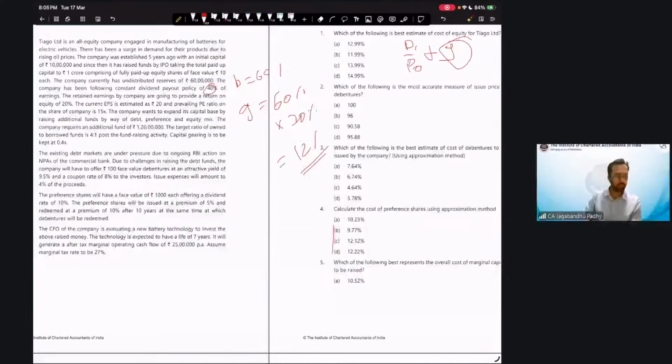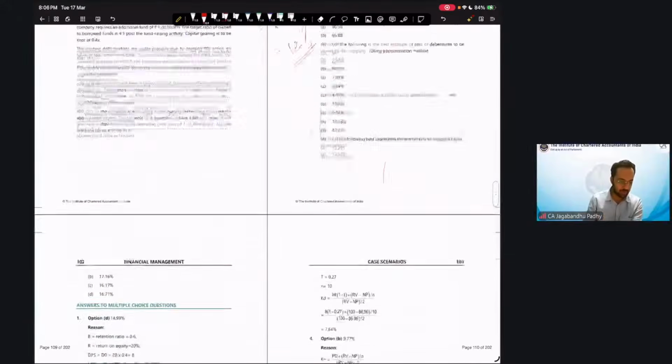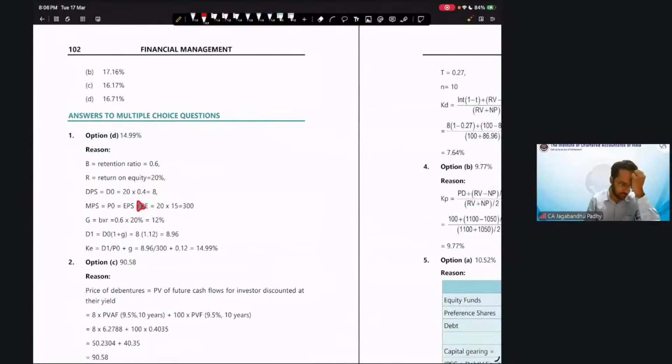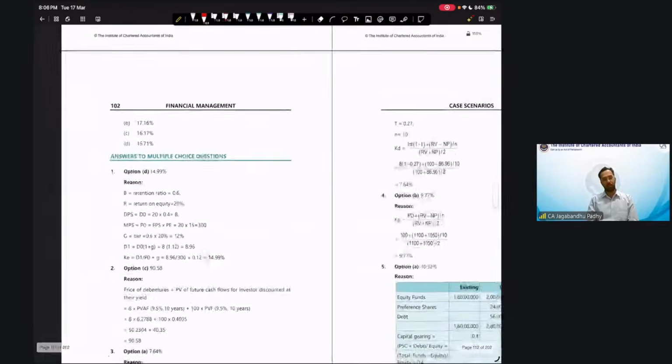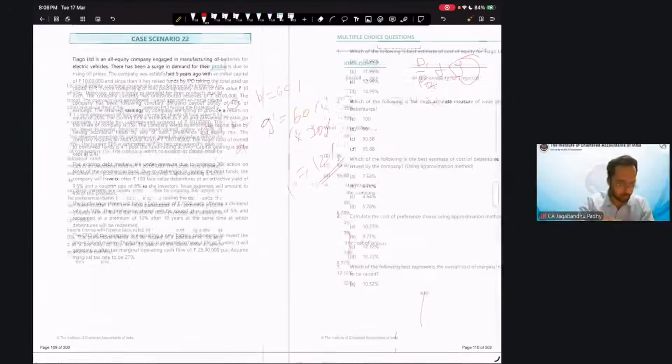We got the growth rate number. EPS is 20. And of course, you can get the D1 value, which is dividend. So retention ratio is 0.6, and then we said return on equity is 20%. So DPS is 8. Market price per share, since there's a P/E ratio given to us, growth rate is computed. And now we can get the KE as D1 upon P0 plus G, which is 14.99%. Absolutely correct, guys.